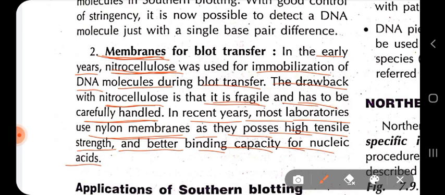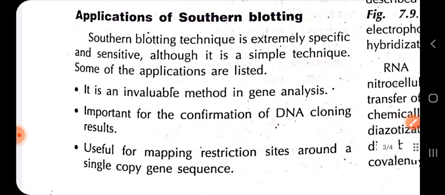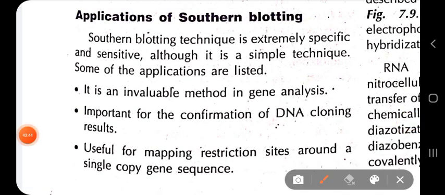Okay. If you are using DNA, then Southern hybridization is done. Depending on that, we can use nylon membrane because it has better tensile strength and better binding capacity for the nucleic acids. Now, where can we apply this Southern blotting technique? It is used in various cases, like in DNA fingerprinting. Okay, it is an invaluable method for gene analysis.